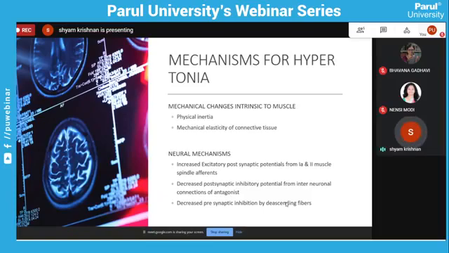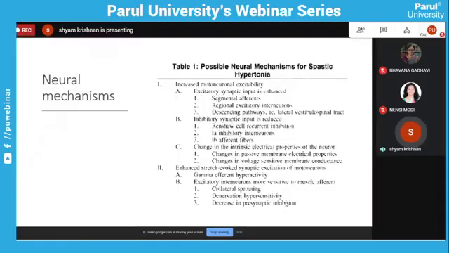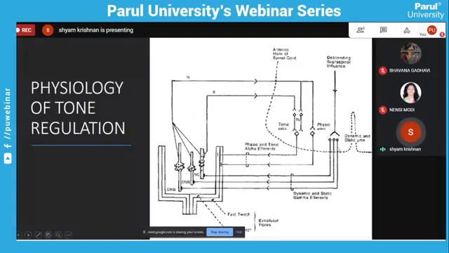Now, the third mechanism is decreased presynaptic inhibition by the descending fibers, which we already saw. The descending fibers can inhibit the gamma motor neuron. An inhibition of the gamma motor neuron will reduce the length of the intrafusal muscle fibers. So 1A and 2 fiber input into the spinal cord reduces, and that would lead to a reduction in muscle tone or loss of alpha motor neuron activity.